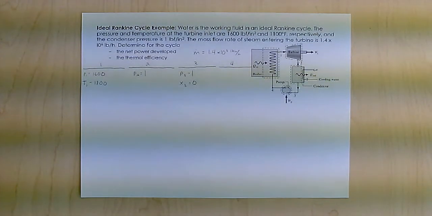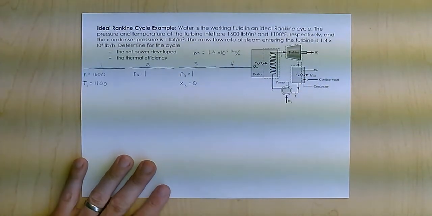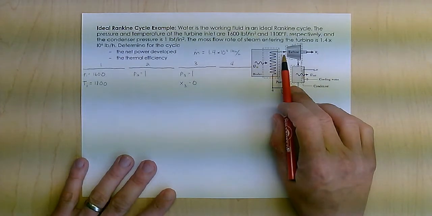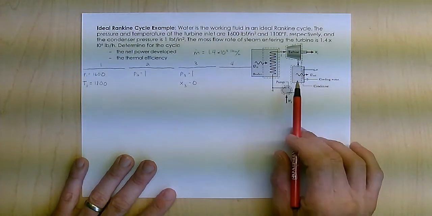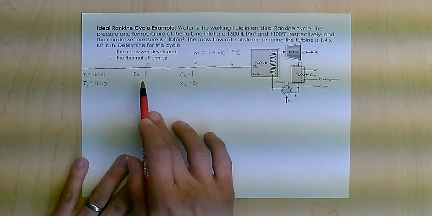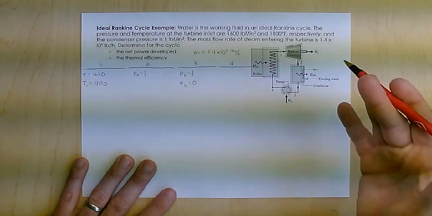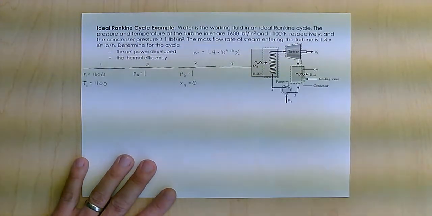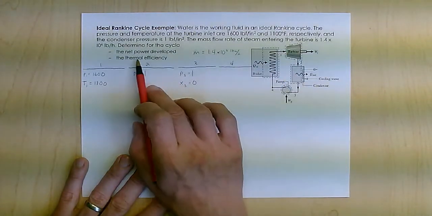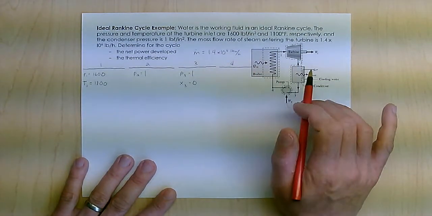Okay, here we're looking at a Rankine cycle, and this is ideal, so it's all reversible. Coming into the turbine, I've got 1600 psi, 1100 Fahrenheit. The condenser pressure is 2 psi, so pressure 3 is 2 psi. By definition, what comes out of the condenser is saturated liquid, so the quality at state 3 is 0. Basically, I want to find the total power and the efficiency.